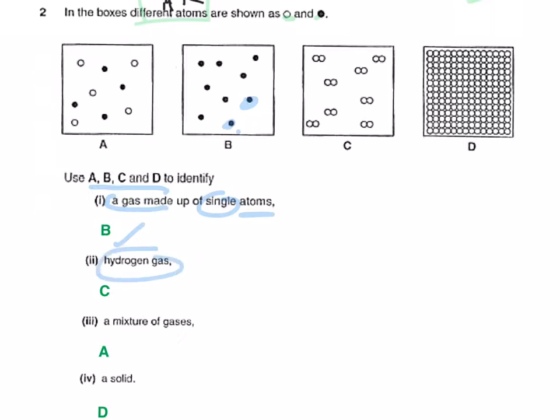Hydrogen gas, we know that hydrogen gas exists as an H2 molecule, 2 hydrogen atoms joined together. So the answer must be C. Mixture of gas, you have A. And then the solid, this is the solid, liquid, and gas kinetic particle theory diagram that we usually draw. This is for solid.